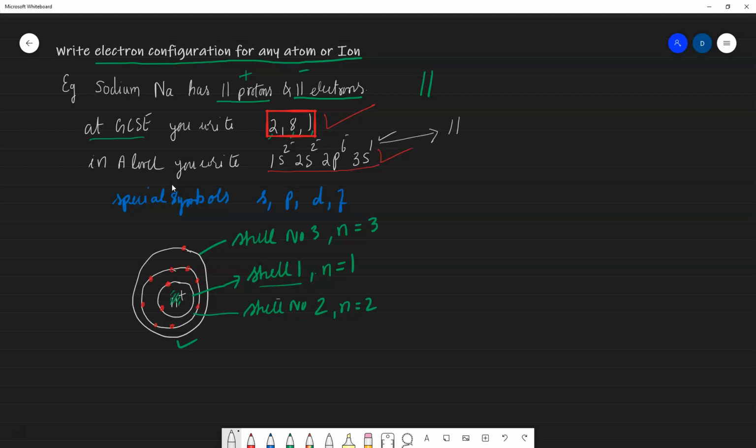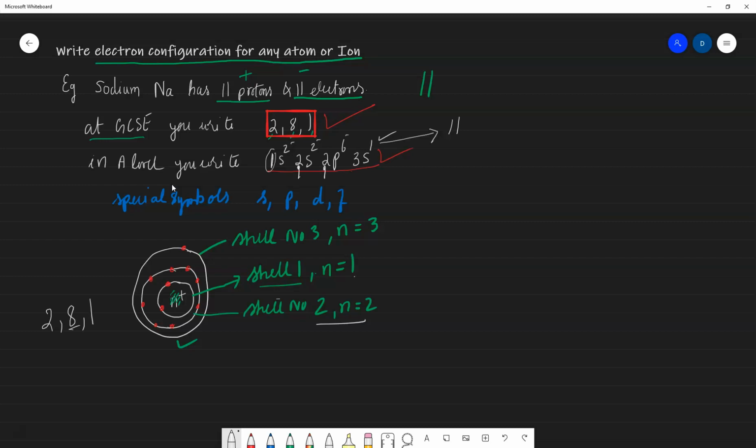Now understand how you used to write this 2, 8, and 1 in GCSE level. In the first shell, shell number 1, there are 2 electrons. You can match the shell number 1 with this number over here. So 1 in shell number 1, you've got 2 electrons. In the second shell, shell number 2, you've got 8 electrons. So match this number 2 here. You've got 2 here and 2 here.